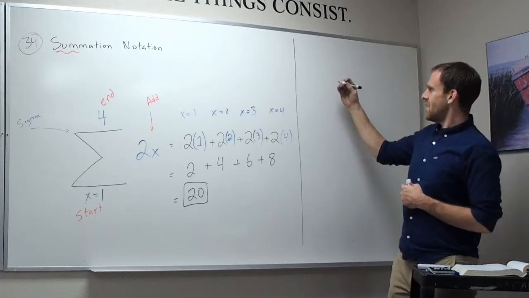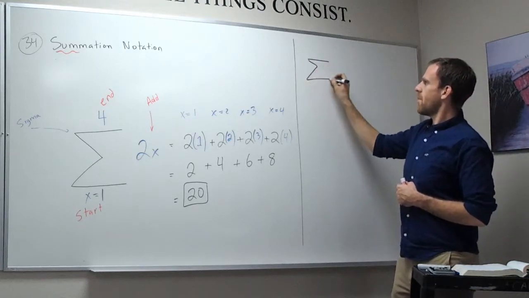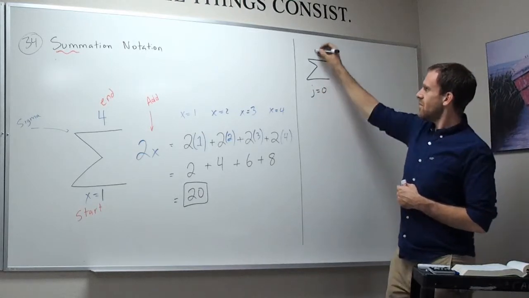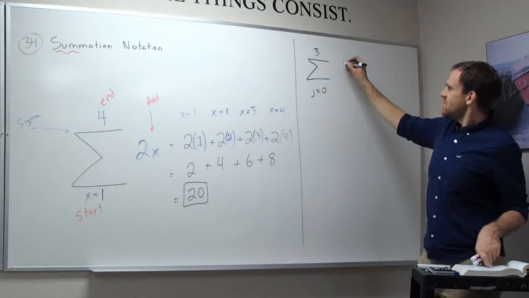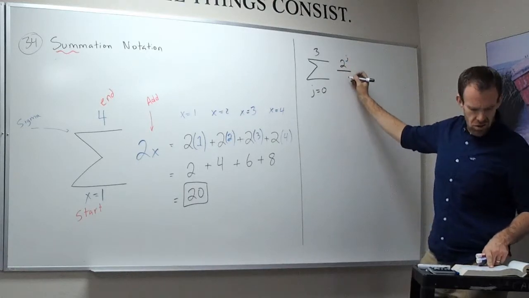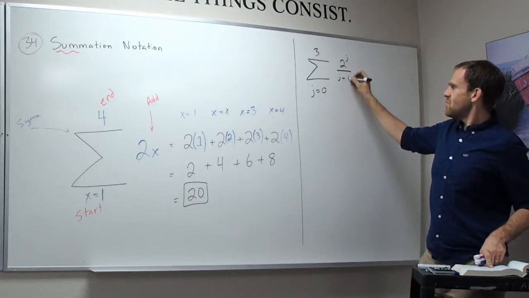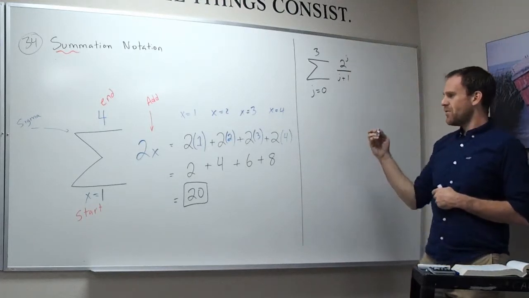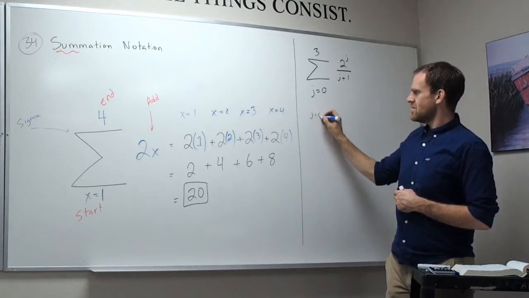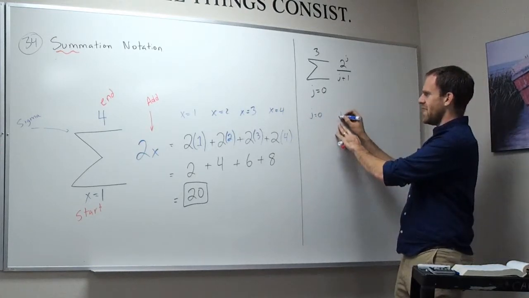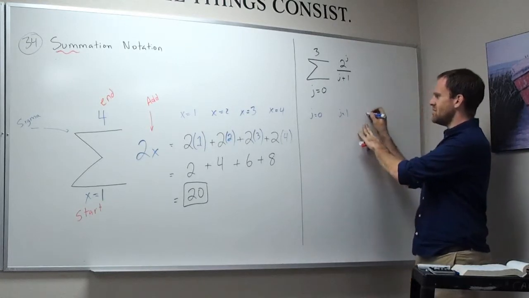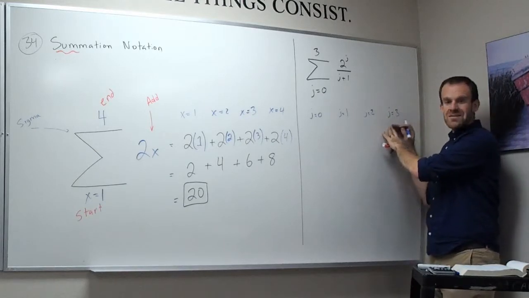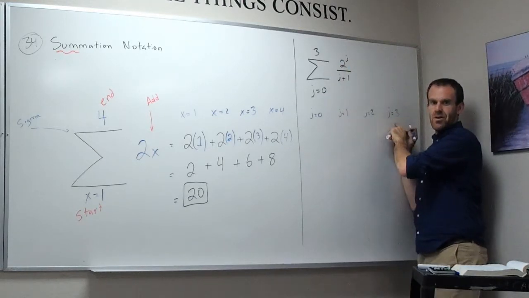Let's try this sum. It's a little bit more difficult. We have the sum when j equals 0 to 3 of 2 to the j over j plus 1. Now it might be helpful for you to write out each value of j before you start. j equals 0, add 1, j equals 1, add 1, j equals 2, add 1, j equals 3. Now I want to stop here because I've hit my stopping number.